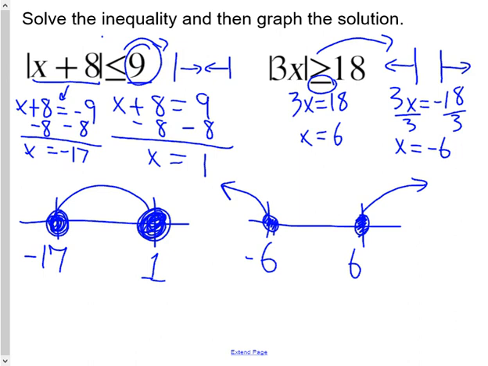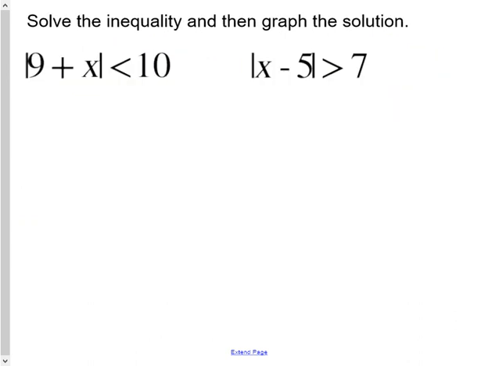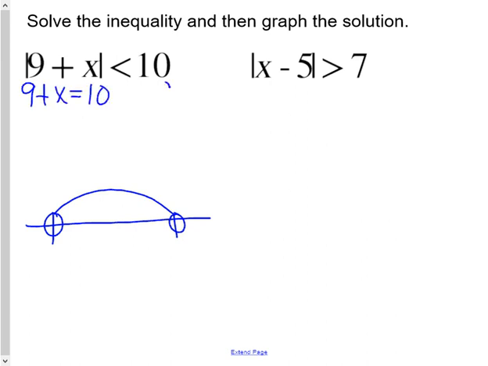Moving on. 9 plus x is less than 10, x minus 5 greater than 7. Okay, take a minute to try to sketch it out before we draw it. And going less than means we're going to be pointing towards. I'm not filled in, so I have 2 values, just like that, and I'm solving. 9 plus x equals 10, and then 9 plus x equals -10.